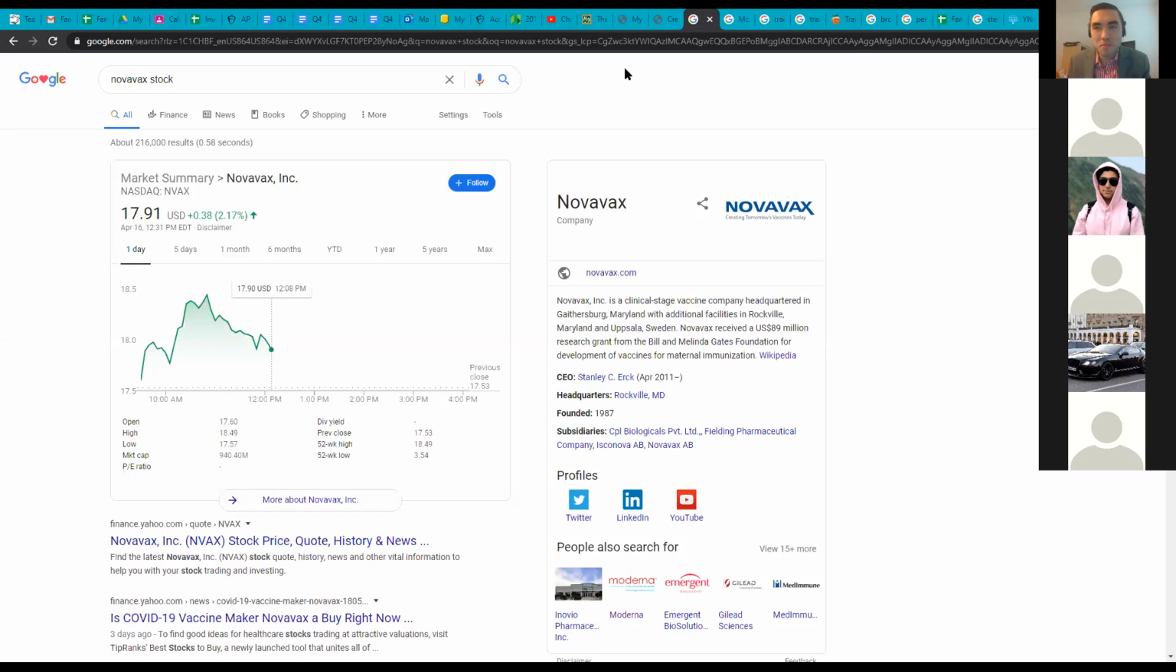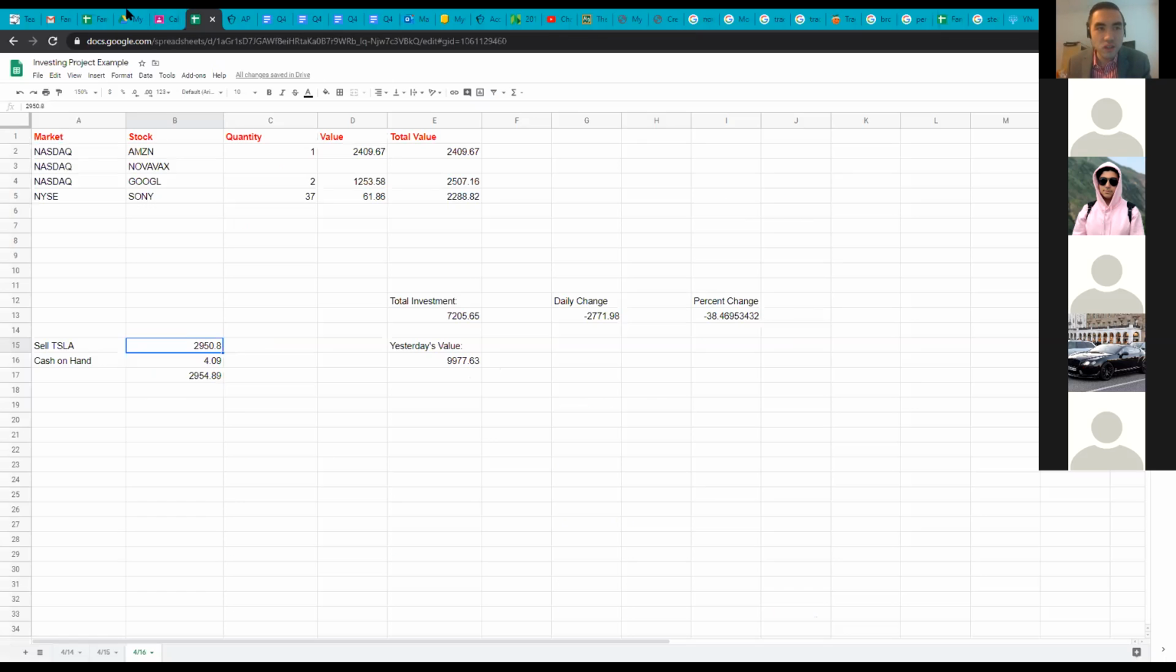A thing that a bunch of people are doing right now is they're basically trying to place bets on which company makes the COVID-19 vaccine. And, you know, there's a bunch of companies working on it, but whichever one does it becomes rich, I guess. So I'm going to go ahead and make a common bet. I'm going to take all of the money that I pulled out of Tesla and I'm going to put it into Novavax, which is currently trading at $17.92.